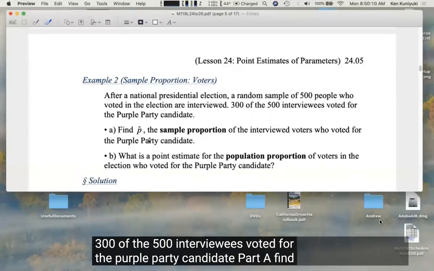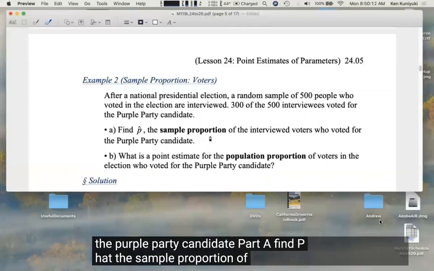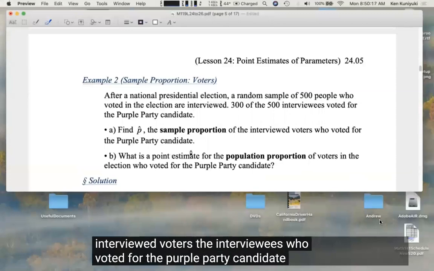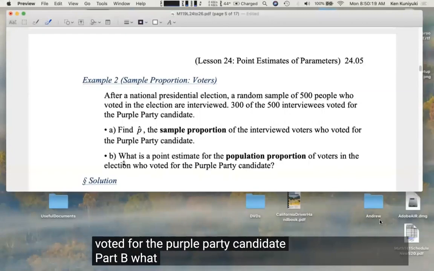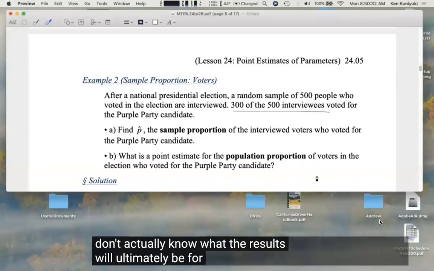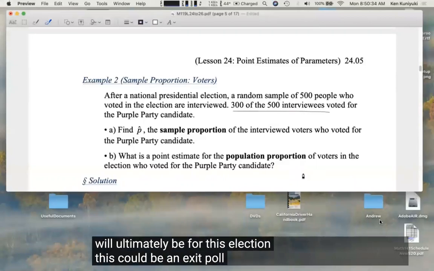Part A, find p hat, the sample proportion of the interviewed voters, the interviewees, who voted for the Purple Party candidate. Part B, what is the point estimate for the actual population proportion of voters in the election who voted for the Purple Party candidate? So maybe this is the result of an exit poll, and maybe we don't actually know what the results will ultimately be for this election. This could be an exit poll.